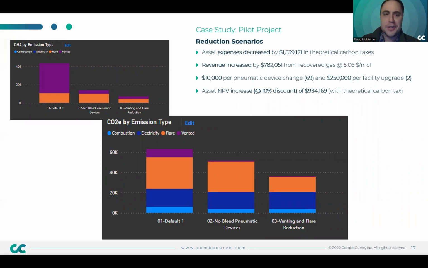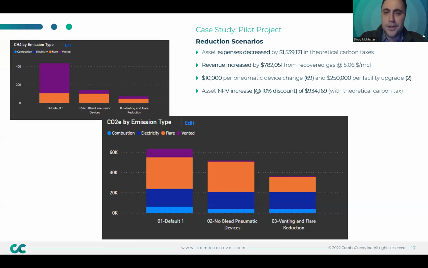Similarly, so that's on the emissions front, but how does it impact the economics? Well, here are the three cases, and then the total, overall, the total expenses were reduced by $1.5 million. The revenue was increased about $800,000. And the total cost per pneumatic device was about 10,000. That was what it was modeled at, and 250,000 to do the upgrades. So this resulted in an NPV increase of 934,000. So who knew that it was possible to have emissions projects actually increase the value of your assets?